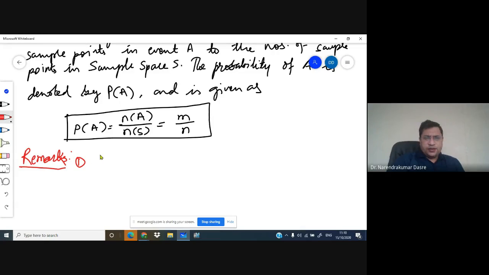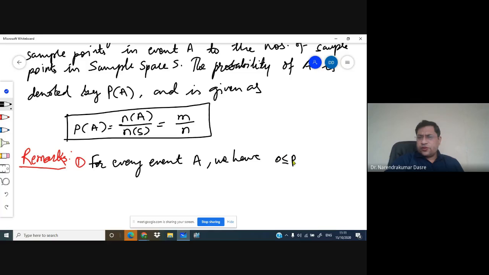First we need to understand that for every event A, we have 0 less than or equal to probability of A less than or equal to 1. So whatever the event may be, the probability is always between 0 and 1. It cannot be less than 0. We cannot have a negative probability, and we cannot have a probability more than 1.